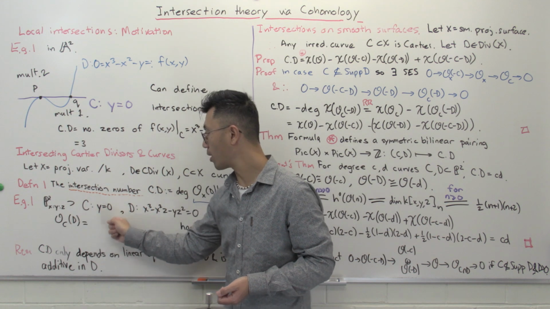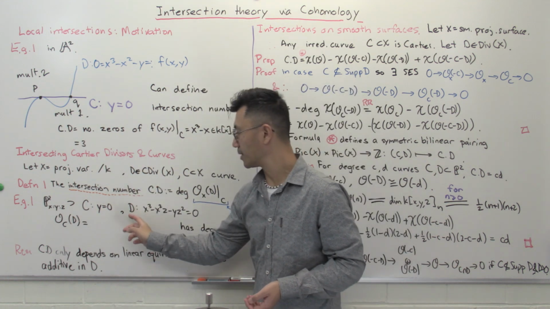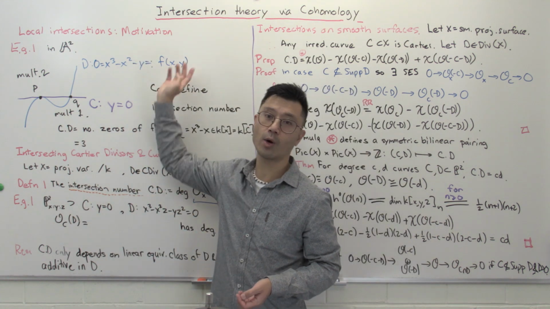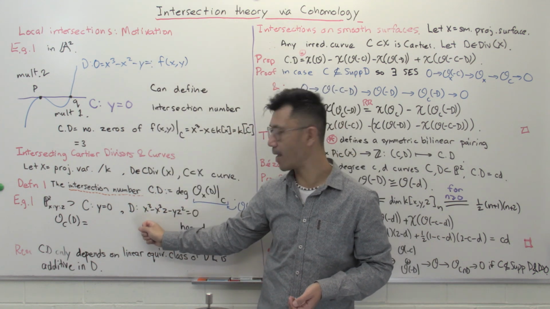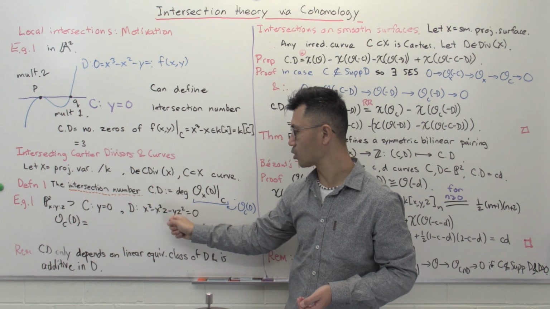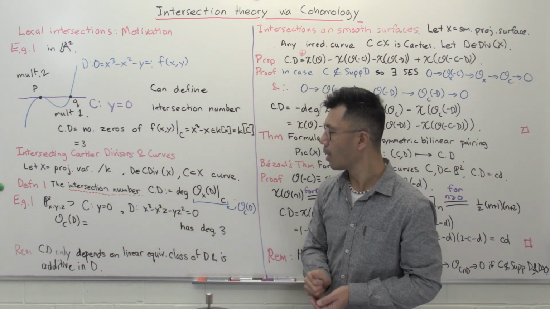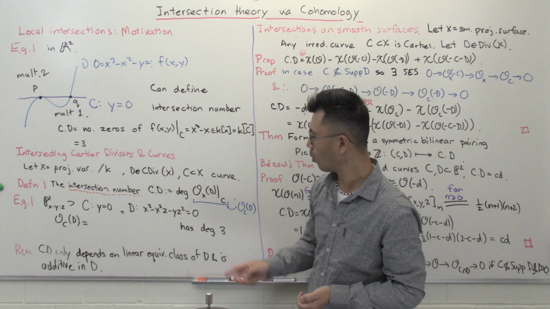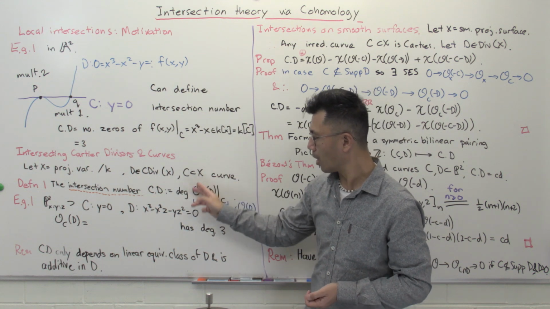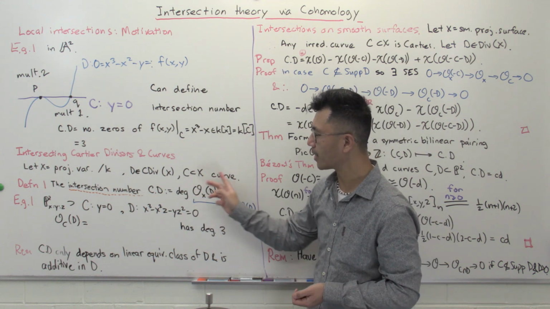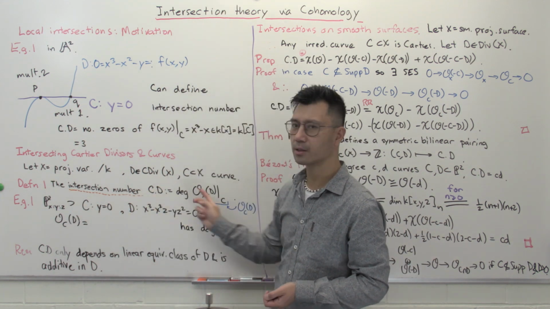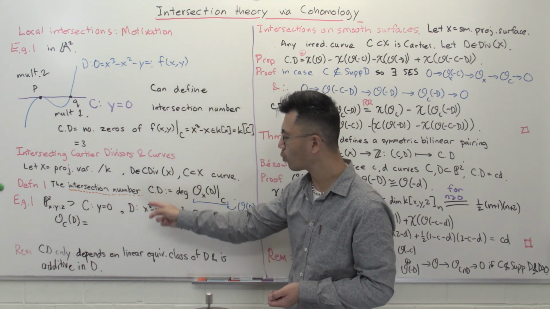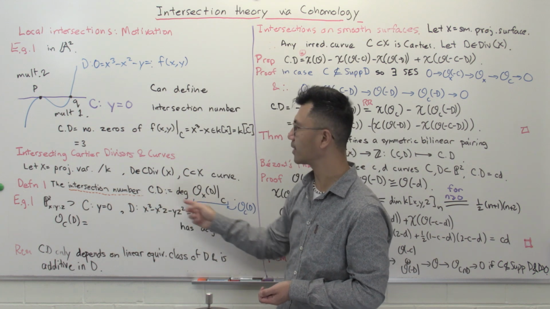C is still given by y equals 0. But for D, we'll have to homogenize this equation by introducing Z to make it cubic. So it's given by x cubed minus x squared z minus yz squared equals 0. And then what you want to look at is, what is this invertible sheaf here? You have to take this divisor, this Cartier divisor, and the way you do that is you look at local equations for this.